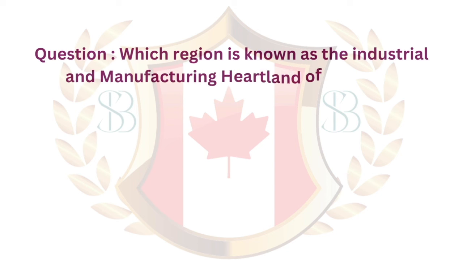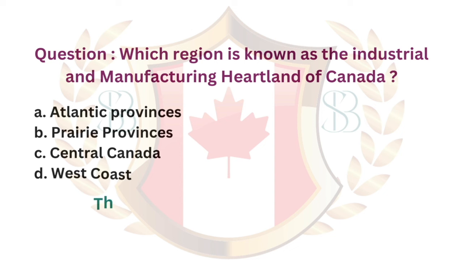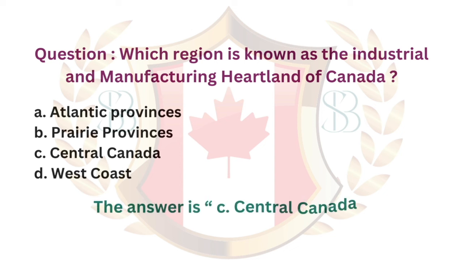Question. Which region is known as the industrial and manufacturing heartland of Canada? A. Atlantic provinces. B. Prairie provinces. C. Central Canada. D. West coast. The answer is C. Central Canada.